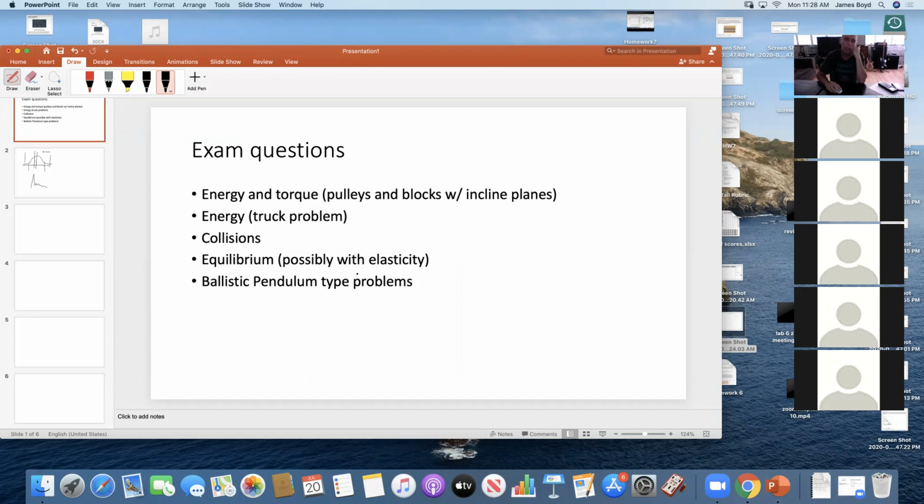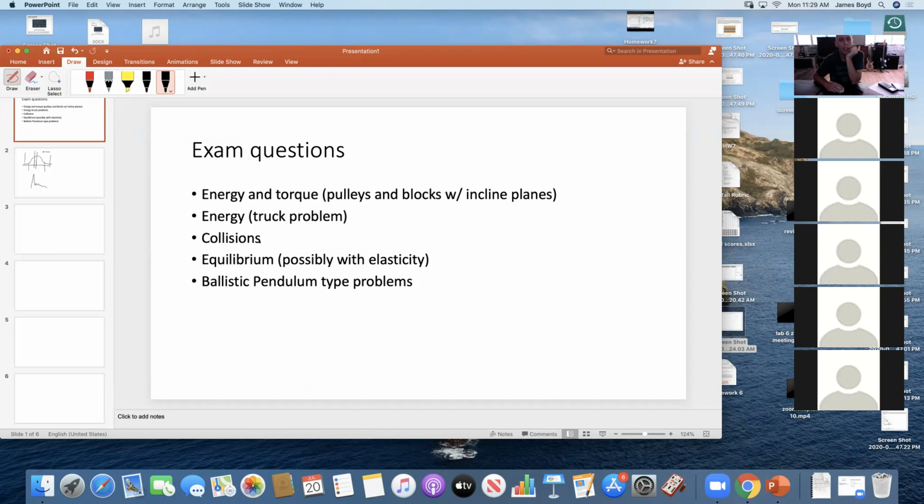And then the final one that isn't so much represented in our exams, but ballistic pendulum type problems. What I mean by that is a problem that combines energy and, say, a collision. We'll talk about this at the end. They're super easy to do, but they just combine collisions and energy.